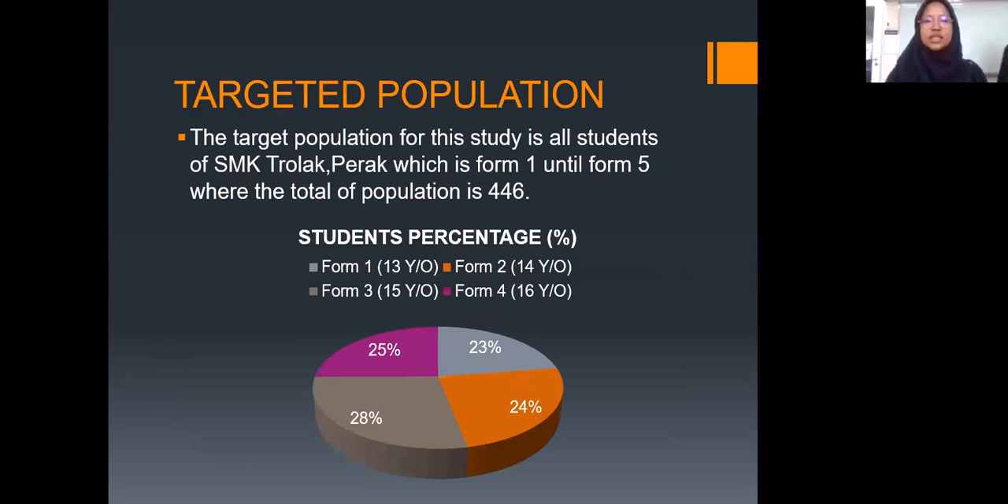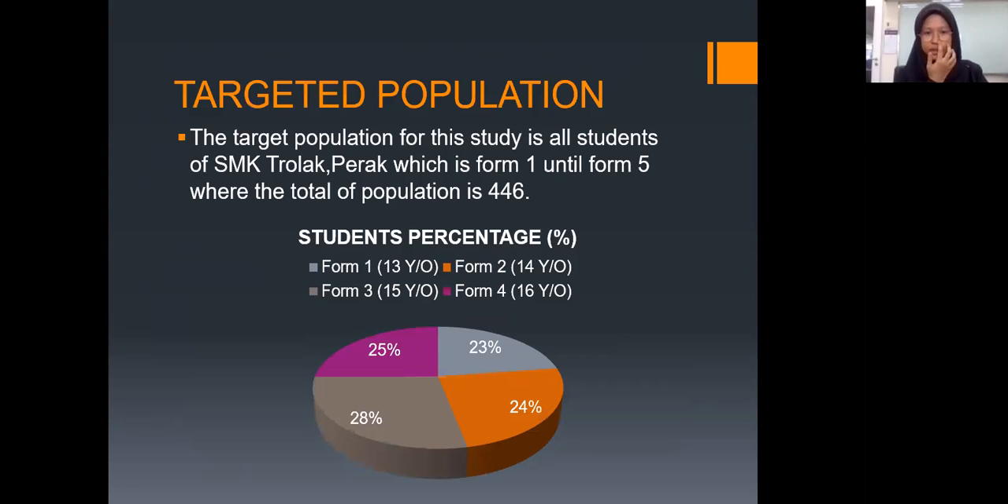So next is our targeted population. Because this is more about science and technology, we focus more on a rural place rather than urban, because urban is more exposed to science and technology. Our target population for this study is all students from SMK TROLAK, Perak, from Form 1 until Form 5, where the total population is 446.